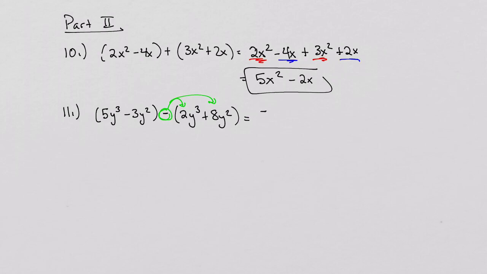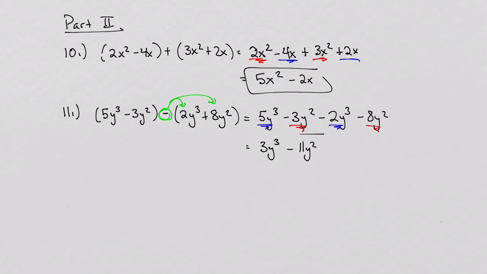So this ends up being 5y cubed minus 3y squared minus 2y cubed minus 8y squared. And once again, we're looking for like terms, and we have some there and here. So this will end up being 3y cubed minus 11y squared.